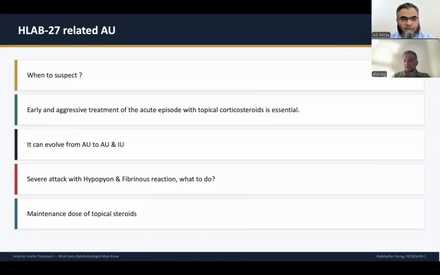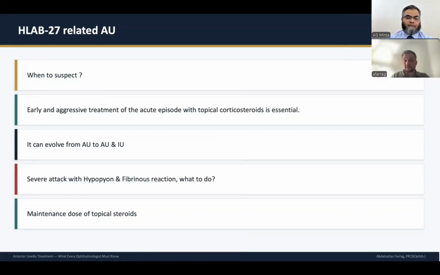For HLA-B27, when to suspect: if it's fluctuating anterior uveitis from one eye to the other eye, or if the patient feels it before it comes. Early and aggressive treatment of the acute episode with topical corticosteroid is essential here. It can evolve from anterior uveitis and become anterior and intermediate uveitis. Severe attack with hypopyon and fibrinous reaction, what to do? So here you need to use intensive medication every half an hour. This is what I mentioned. And make sure that the patient is seen within 24 hours because you need to see the response. Because if they are not responding, you have to be proactive and start high dose steroid after exclusion of infection, definitely.